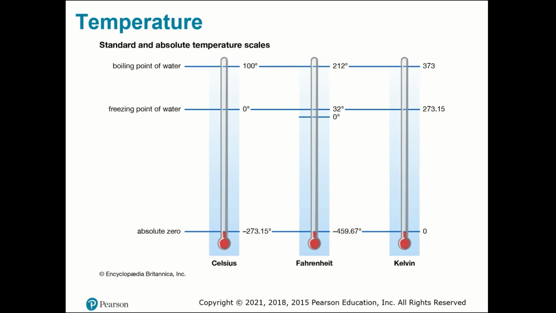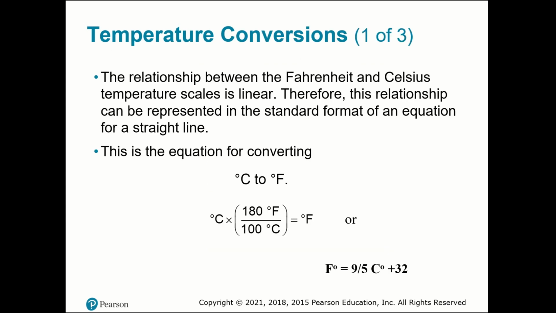So the standard absolute temperature scale is Kelvin, and the standard is Celsius. Absolute zero is negative 459.67 Fahrenheit, or negative 273.15 Celsius degrees. The relationship between the Fahrenheit and Celsius temperature scales is linear. Therefore, this relationship can be represented in the standard format of an equation for a straight line.